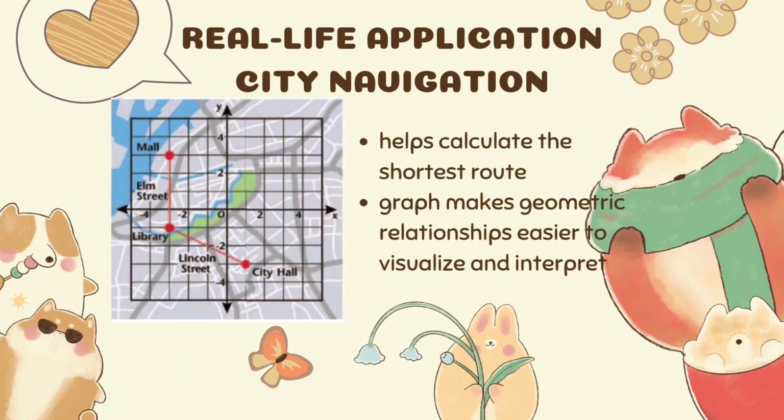This example shows how analytic geometry can be used in navigation and city planning. The distance formula helps calculate the shortest route between two locations, while the midpoint formula can identify a central meeting location. For example, emergency services and navigation systems rely on coordinate geometry to improve efficiency and accuracy. Using graphs also makes geometric relationships easier to visualize and interpret.